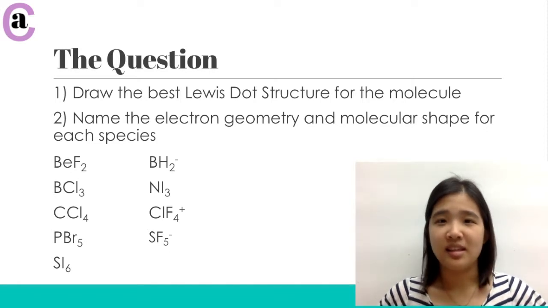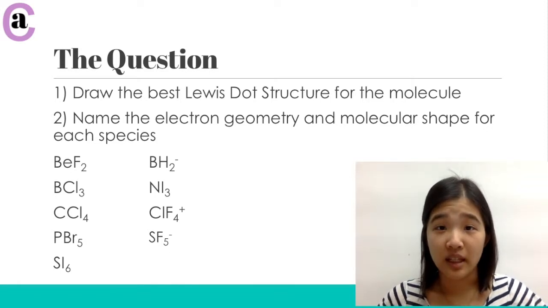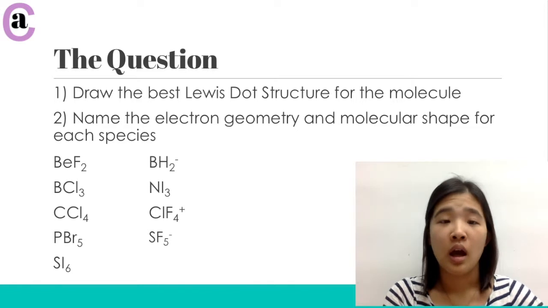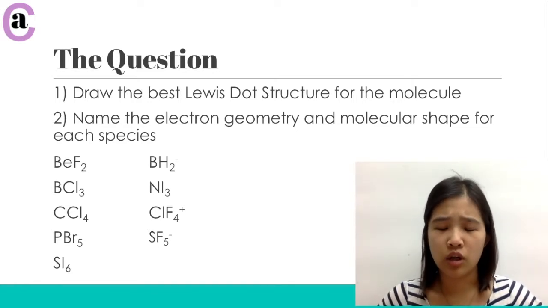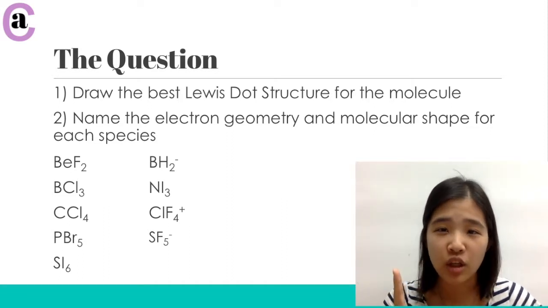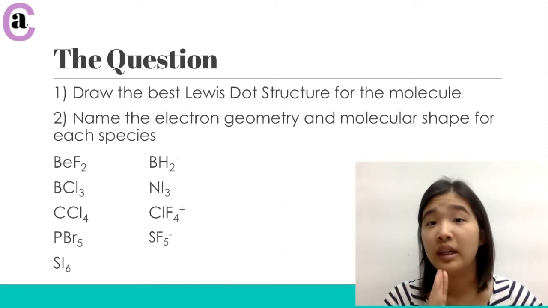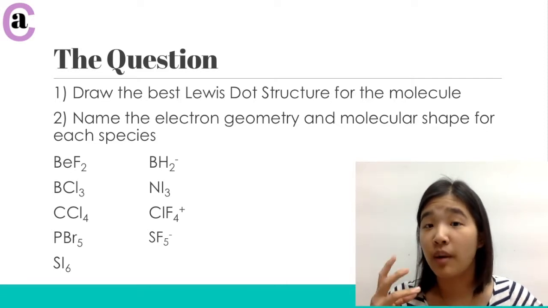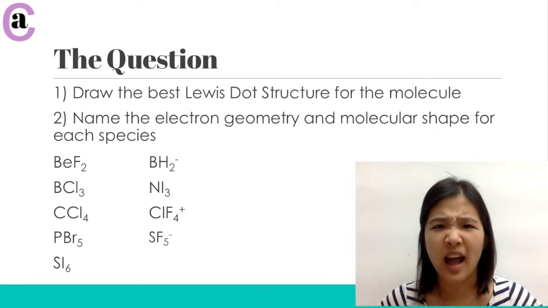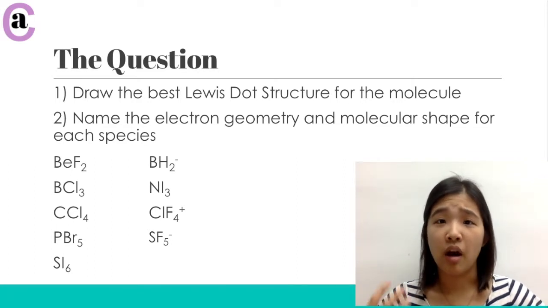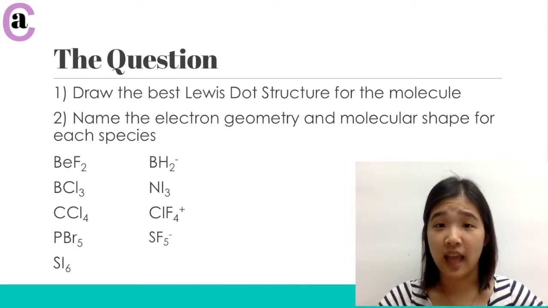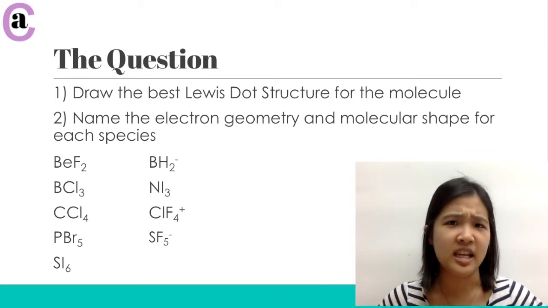Alright, so for this sample question, basically it has two parts. The first is to draw the best Lewis dot structure for each molecule, and then name the electron geometry and molecular shape. If you remember, that's from VSEPR, and that's where that comes in, for each of the following species. So there are 9 that we're going to be looking at today, and of course you should be able to do this with any species at all.